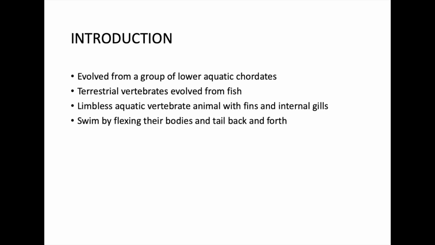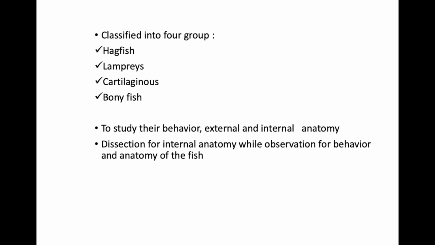As the member of chordate, the fish also share a certain feature with other vertebrates such as gill slit at some point in the life cycle, a notochord or skeletal supporting rod, a dorsal hollow nerve cord, and a tail. They also swim by flexing their bodies and tail back and forth. Next, the fish also can be divided into several groups such as hagfish, lamprey, cartilaginous, and bony fish.